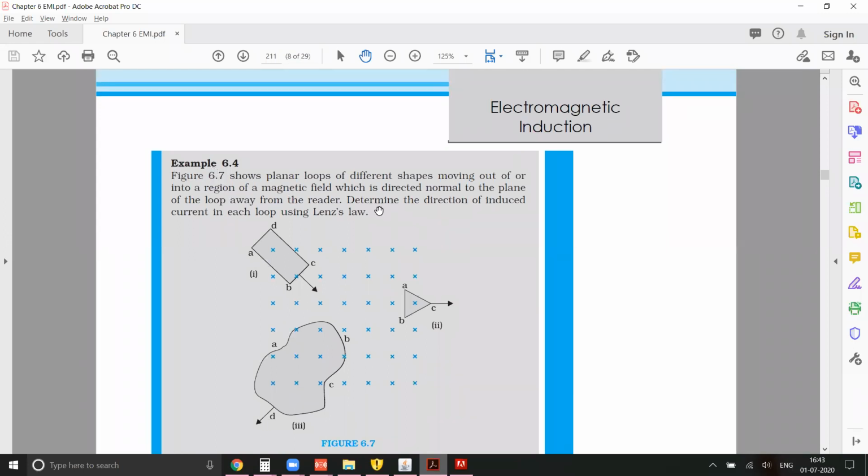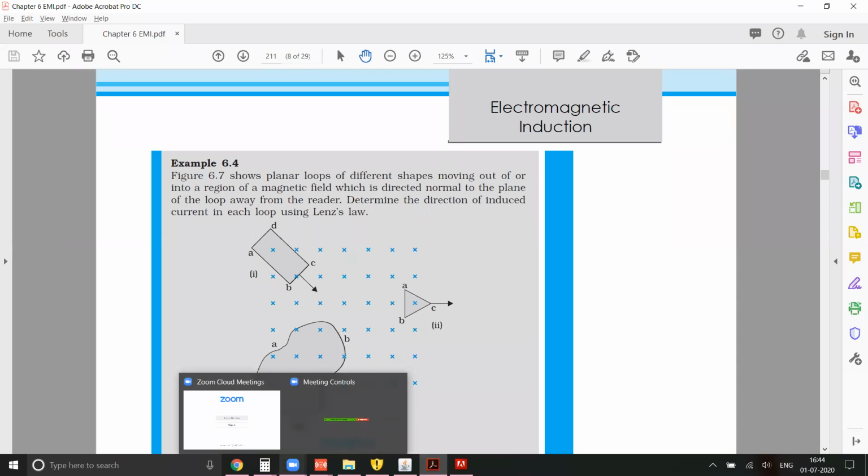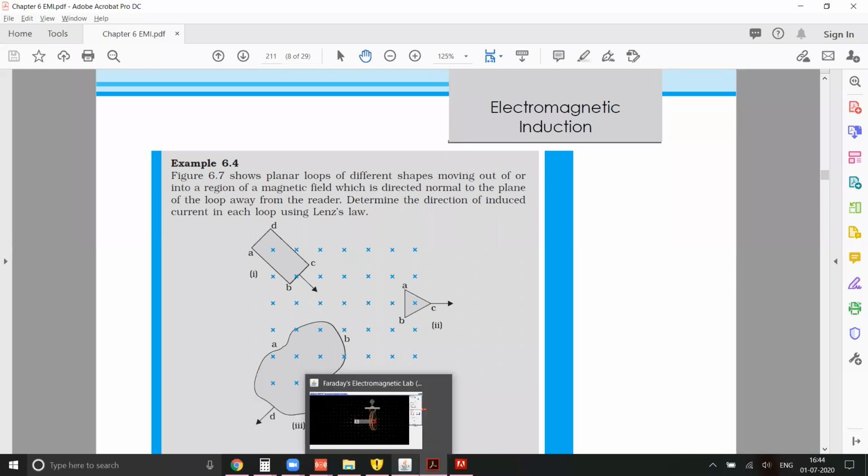Concentrate on this. Figure 6.7 shows planar loops of different shapes moving out of or into a region of magnetic field which is directed normal to the plane of the loop away from the reader. Determine the direction of induced EMF in each loop. So you have to use the Lenz law. Just a minute, let me draw the diagram.